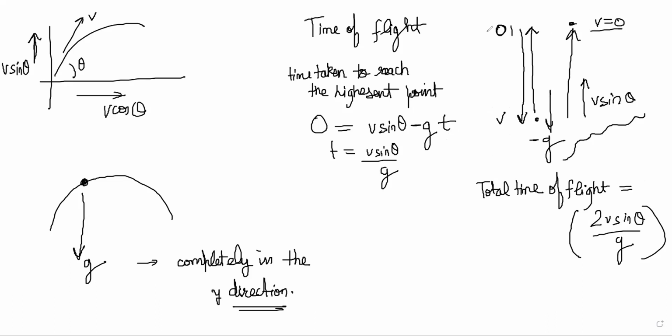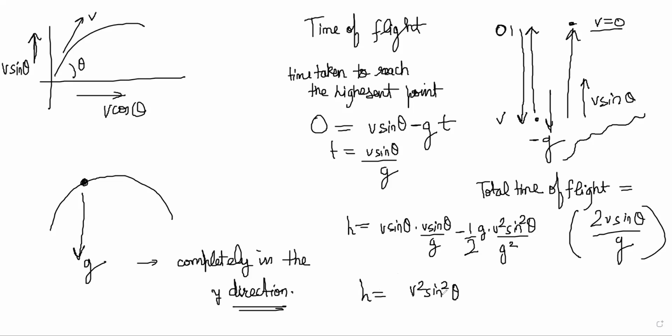You can also find the height it goes up. The highest point will be s is equal to h is equal to ut, so v sine theta into t, where t is v sine theta by g, minus half into g into t square. So v square sine square theta by g square. And this total height becomes v square sine square theta by 2g. So this height comes, the time of flight has come.